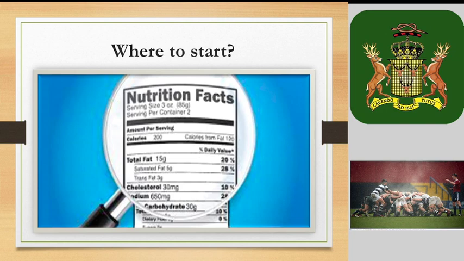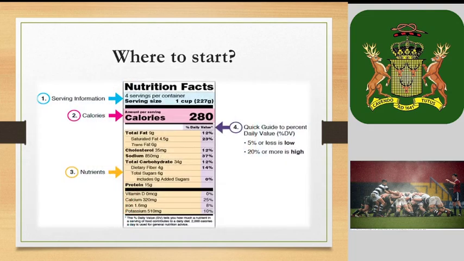Obviously, with the information that the label gives to us. In a first look, we have 4 items that we can find in every label: serving information, calories, nutrients, and the daily value percent.